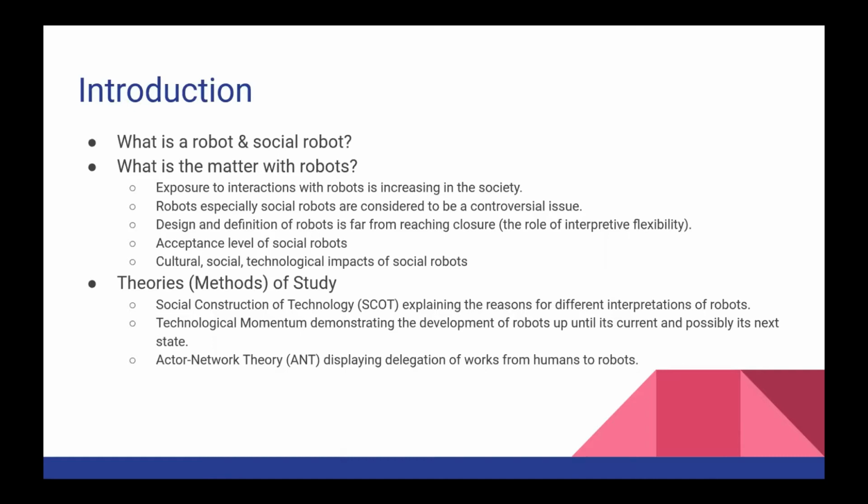With SCOT, we explain the reasons for different interpretations of robots with the social effect. With technological momentum, we demonstrate the development of robots up until its current and possibly its next state. With actor-network theory, we displayed the delegation of tasks from humans to robots.